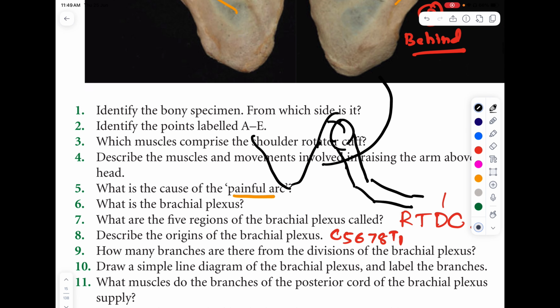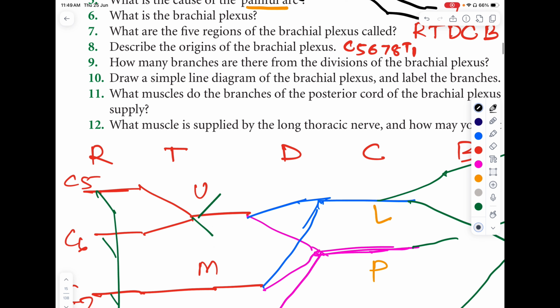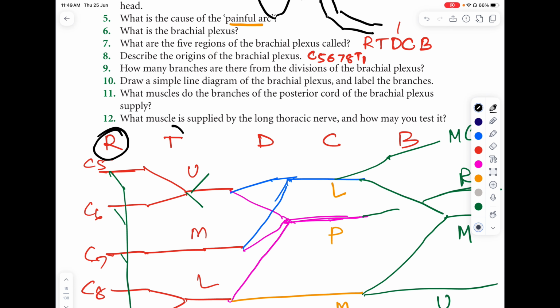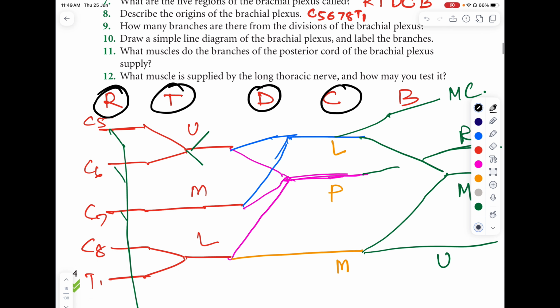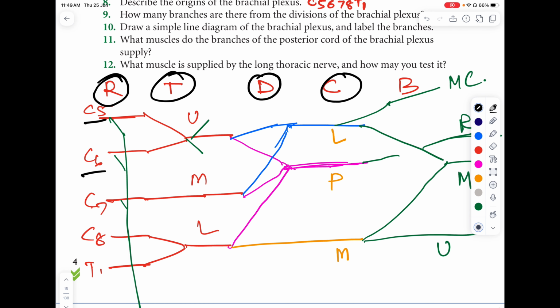So now coming to the brachial plexus, it's like this: R, T, D, C, and branches. It starts from C5, C6, C7, C8, T1. So RTDC: C5, C6 join together to form the trunks, upper, middle, and lower trunk. Then each trunk divides into anterior and posterior divisions. All posterior divisions join to form the posterior cord. The upper two anterior divisions, this blue color, form the lateral and the medial cord. So this one is the lateral cord, this one is the medial cord, this one posterior. Posterior continues as the radial nerve.